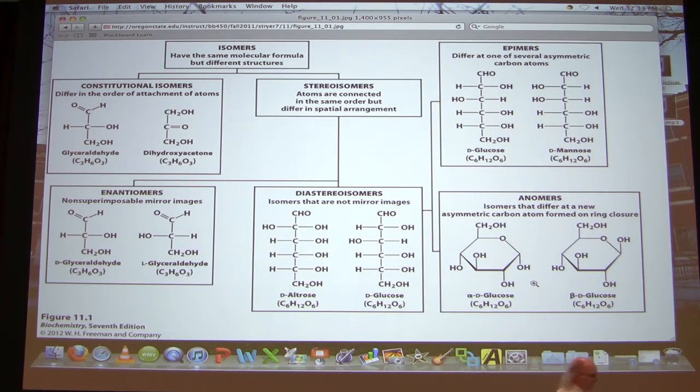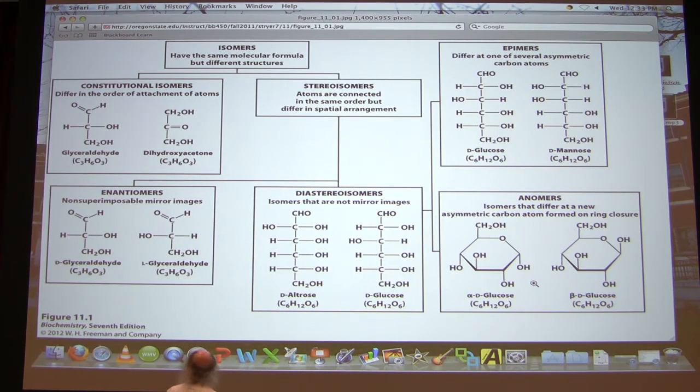Last, anomers are also diastereomers, and anomers arise from the different configuration that comes upon cyclization. Now, I haven't said anything about cyclization, so I'm going to show you that in a minute, but I'm going to introduce the term to you right now, and then I'll come back and show that to you in more detail in a minute.